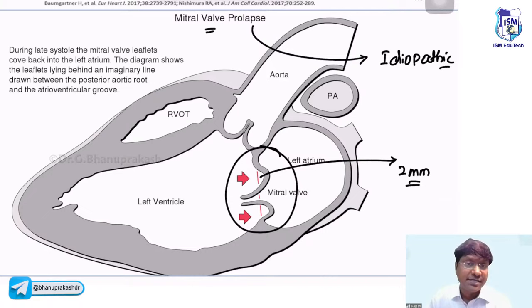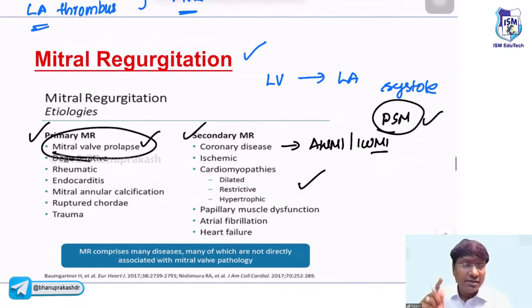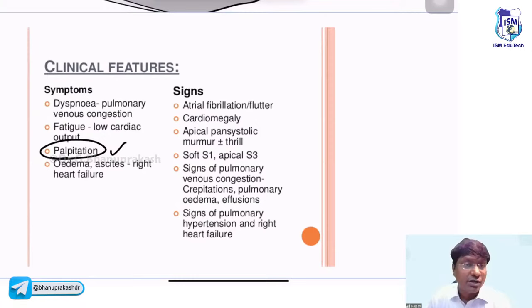And what are the other causes for mitral valve prolapse? The other causes will be Marfan syndrome, and other connective tissue disorders like Ehlers-Danlos syndrome. These are the connective tissue disorders that cause mitral valve prolapse. And overall, in patients with mitral regurgitation, what will be the clinical manifestation? Please remember that they go into a state of left ventricular failure. But before that, there will be left ventricular dilatation. This dilated left ventricle generates ectopics, resulting in palpitations. So palpitations is one of the very important clinical features of MR.